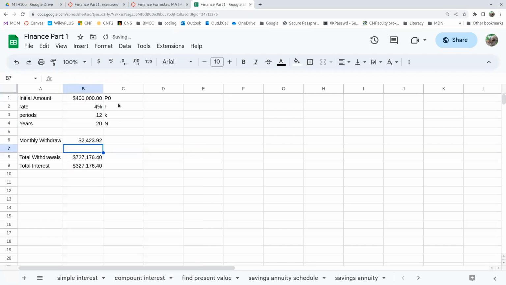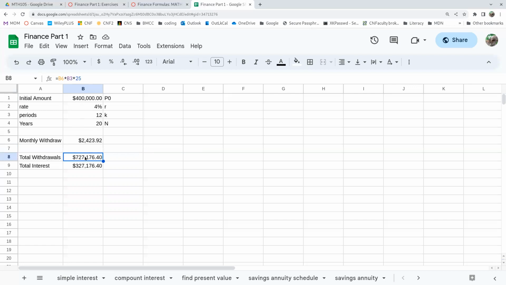So here I can see if I have $400,000 in the bank, then every month for 20 years, I can withdraw $2,423.92 if it stays at 4%. And at the end of 20 years, my money will be gone. Now, let's think about that.